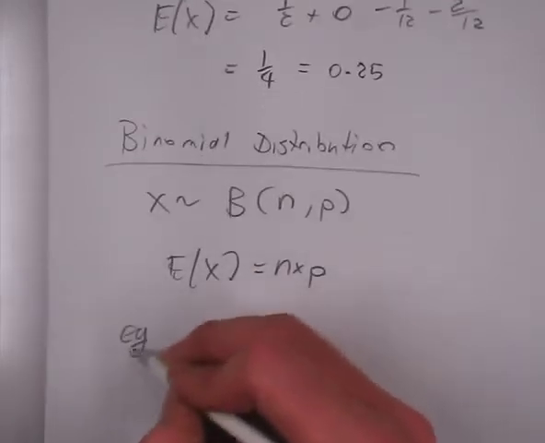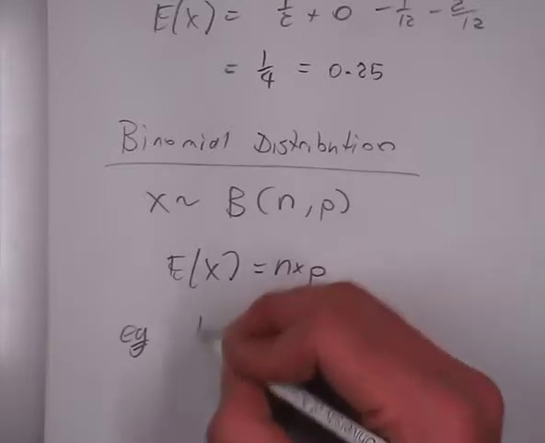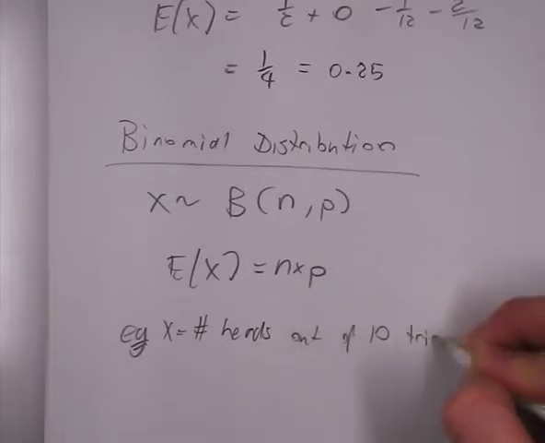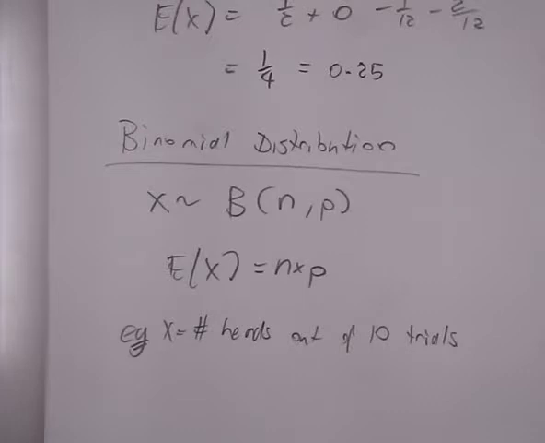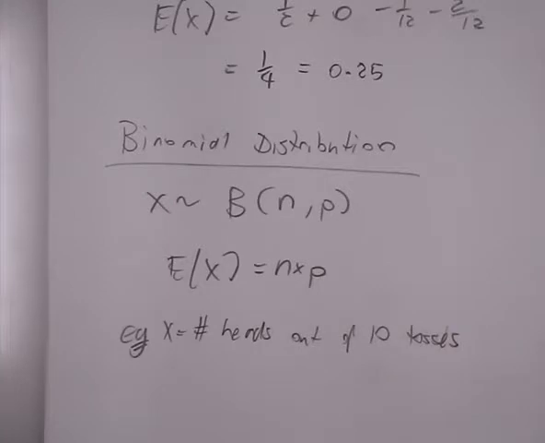So as an example, back before, when I had the number of heads out of 10 tosses. Well, if you think it through, you've got 10 tosses and heads should happen half the time, so I should get 5. And that's exactly what it is.